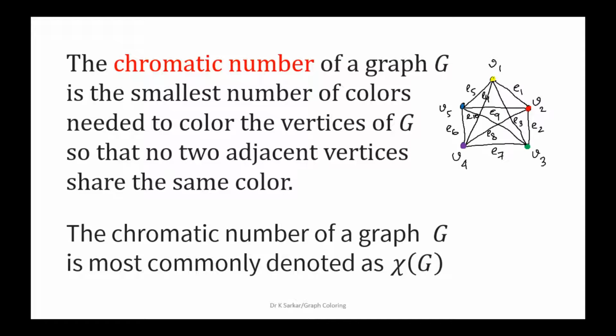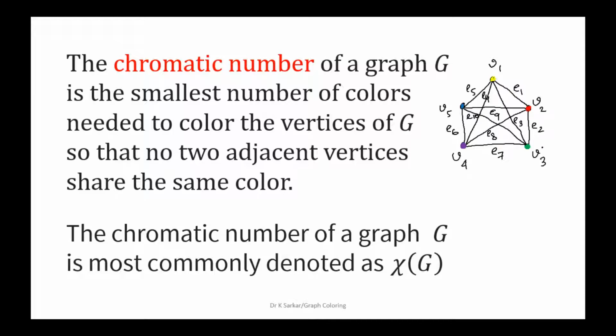V1 received yellow color here. So V2, V3, V4, V5 should not receive yellow color. V2 received red color here. So V3, V4 and V5 should not receive red color. V3 received green color here. V4 and V5 should not receive green color. V4 received purple color. So V5 should not receive purple color. V5 received blue color here.